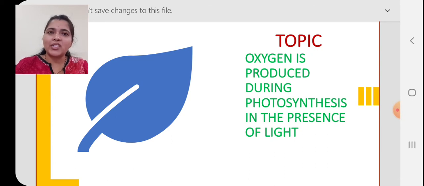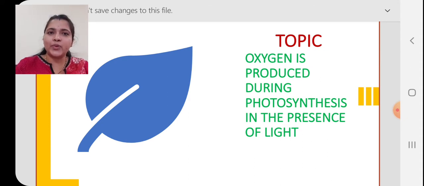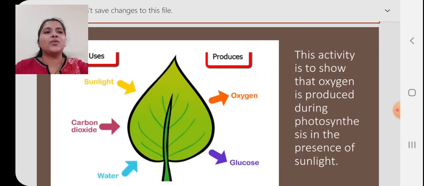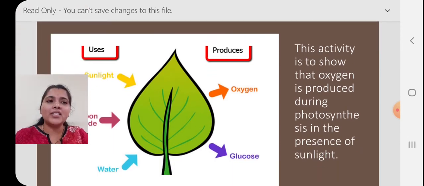So, coming to today's topic: oxygen is produced during photosynthesis in the presence of sunlight. Here we are going to prove that without sunlight there is no production of oxygen. This activity is to show that oxygen is produced during photosynthesis in the presence of sunlight only.